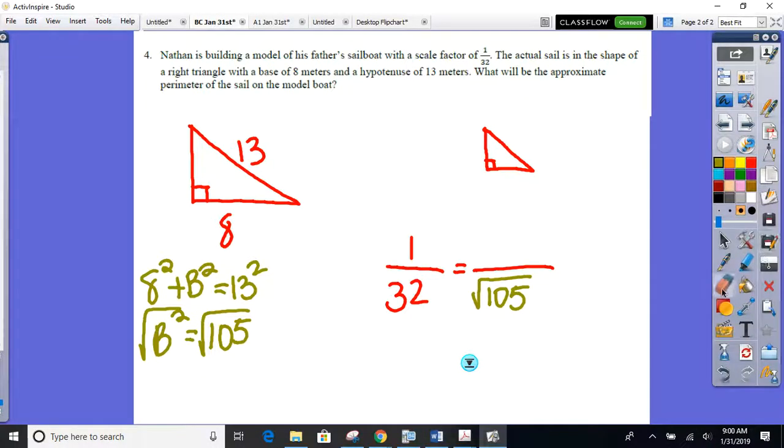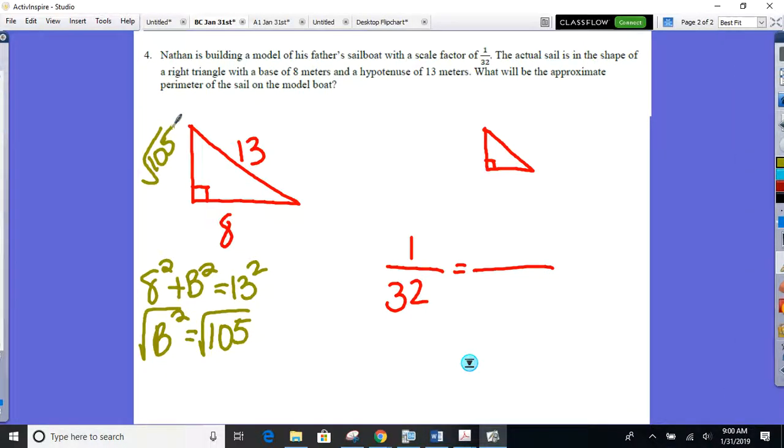Oh, actually, sorry. I don't want to. Anybody know what I did wrong there? That's just the side, square root of 105. Sorry. What am I trying to put in there? The perimeter, right? Okay, how do you find the perimeter? Add them all up, right? So 13 and 8, that's already 21 plus the square root of 105.